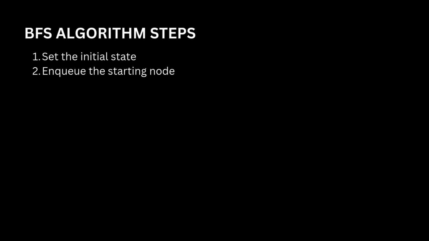Now let us see the algorithm steps. The steps for performing BFS on a graph are as follows. First, set the initial state. Set the status of each node in the graph G to 1, that is, ready state. Next, enqueue the starting node. Add the starting node to the queue and set its status to 2, that is, waiting state.